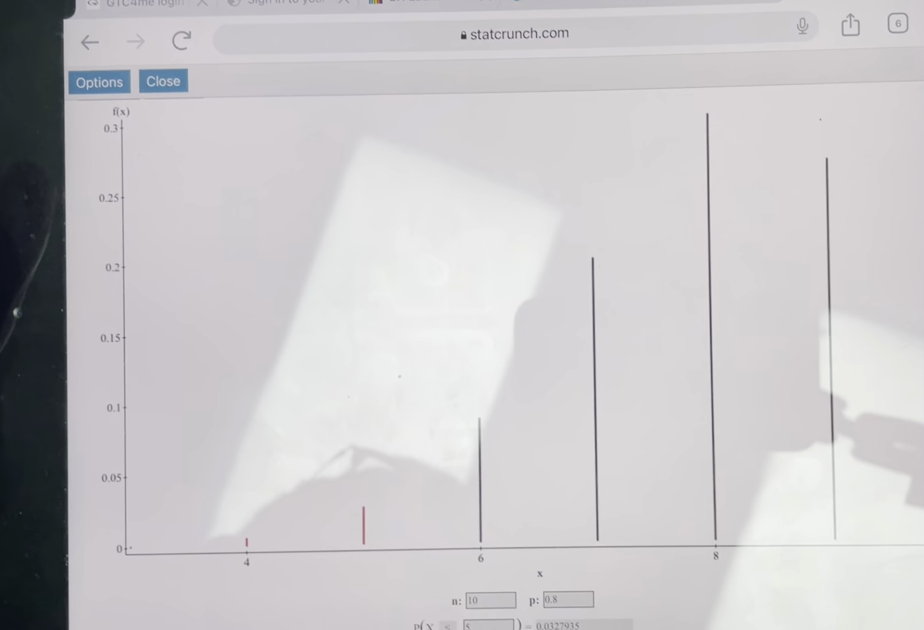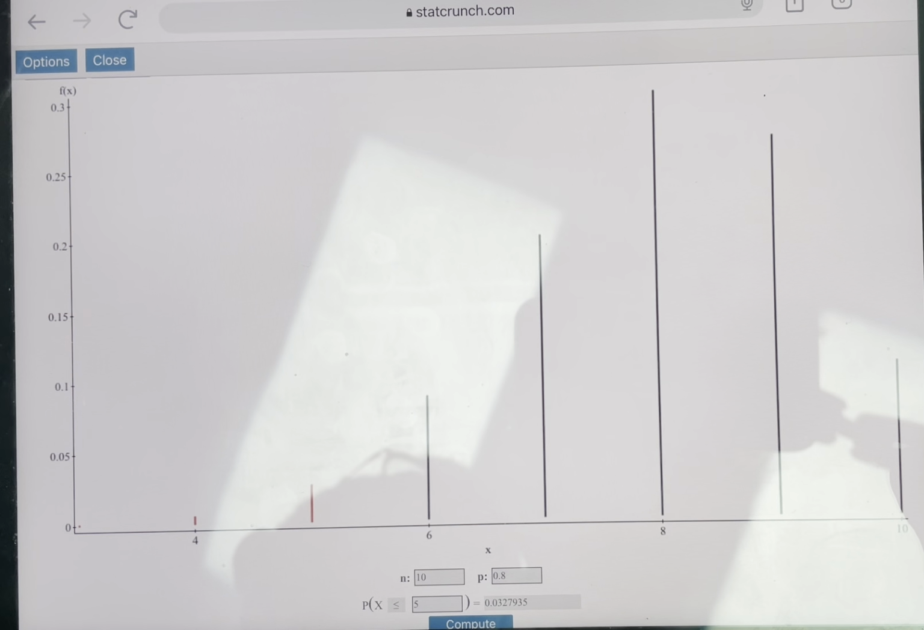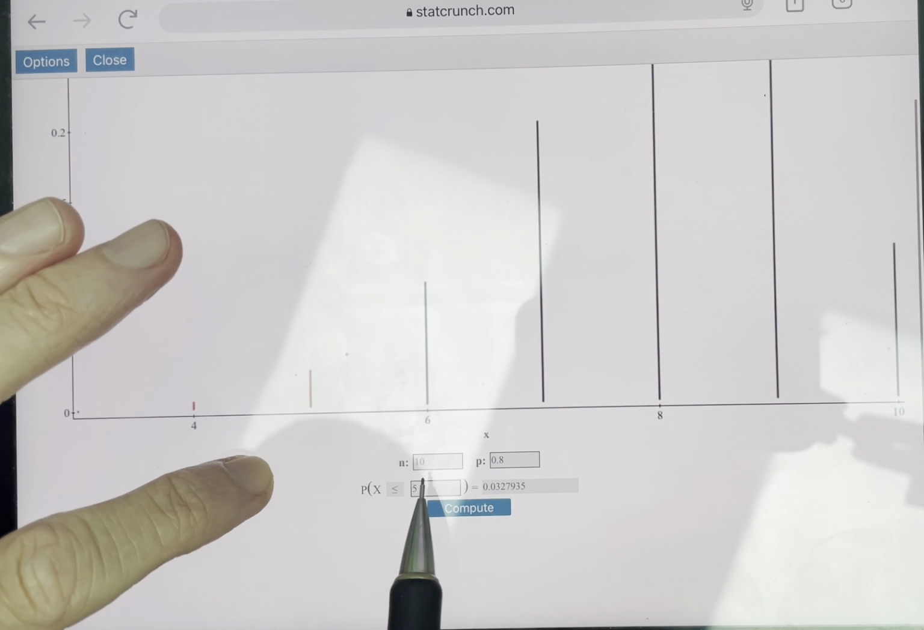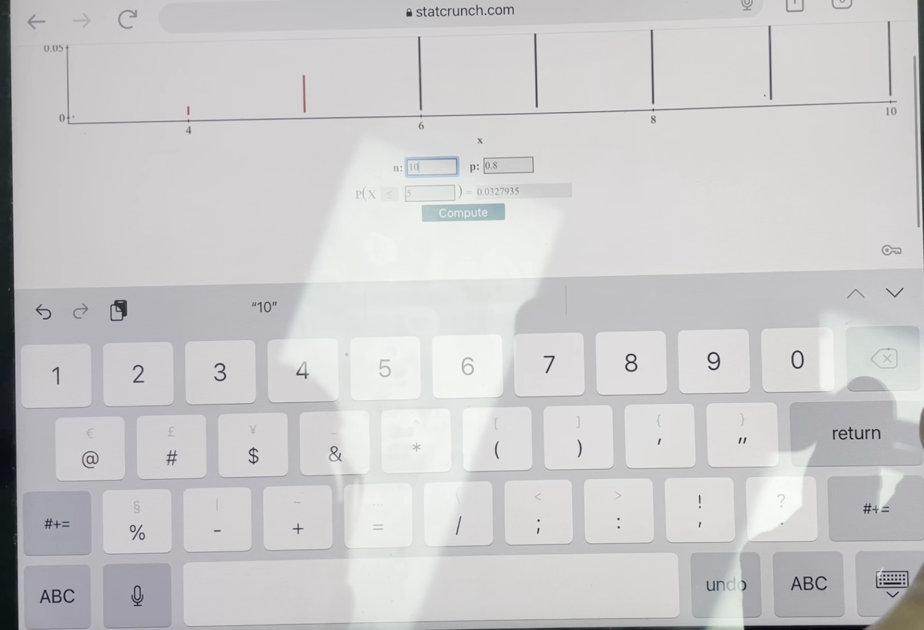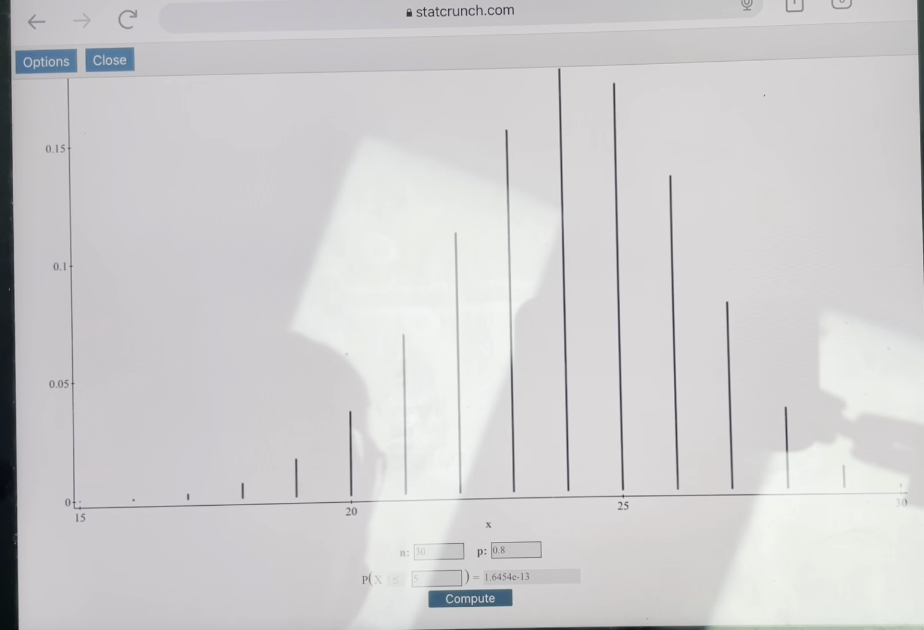All right, let's go back to our StatCrunch. And I left it with the P being 0.8. Make sure you can all see this. Okay, I left it down here. We had a 0.8. Let's change our N to 30 and press compute. And look what happens. It starts to become more approximately normal.